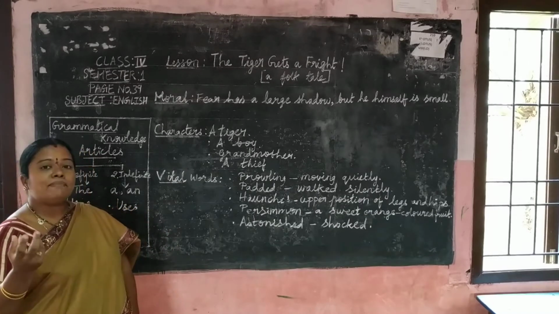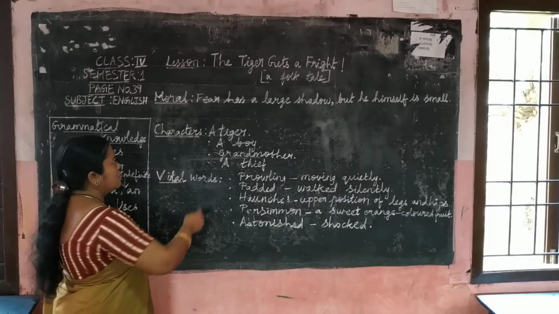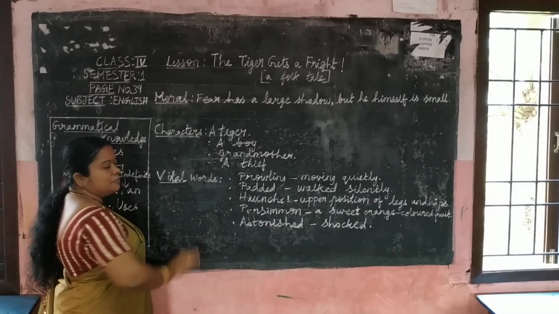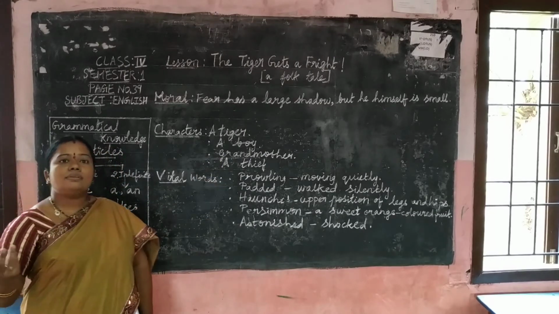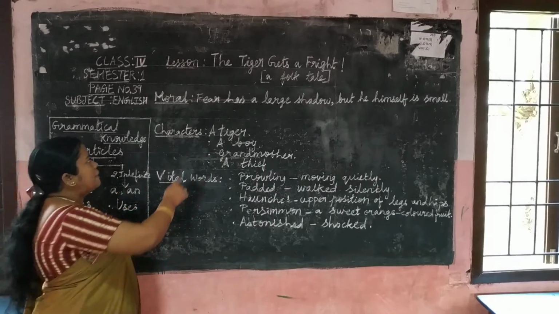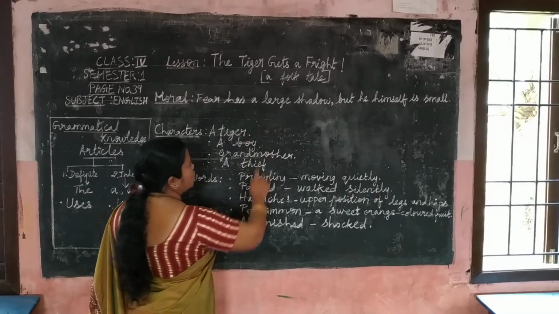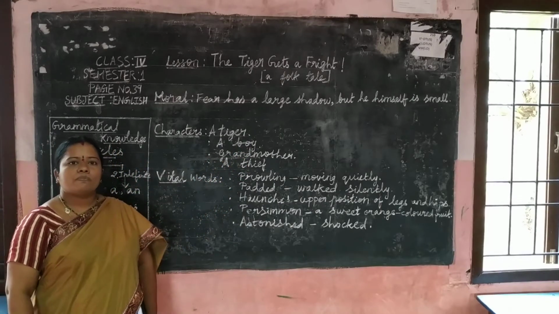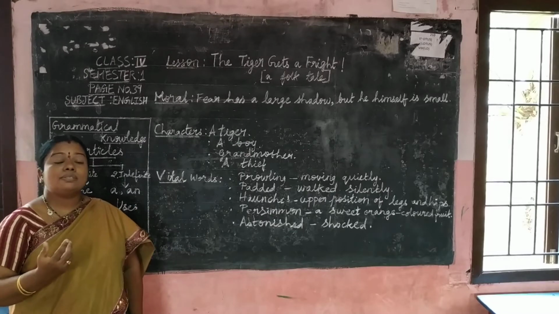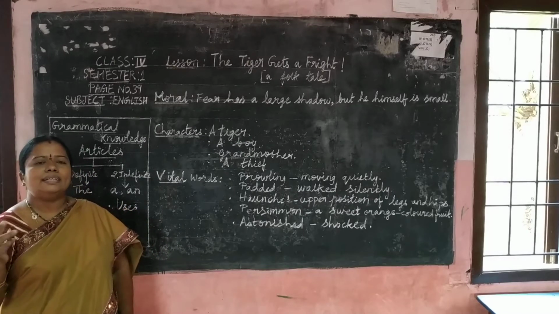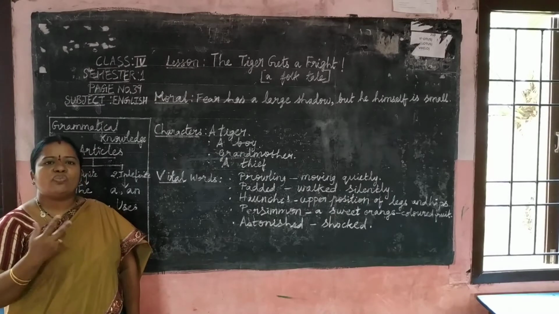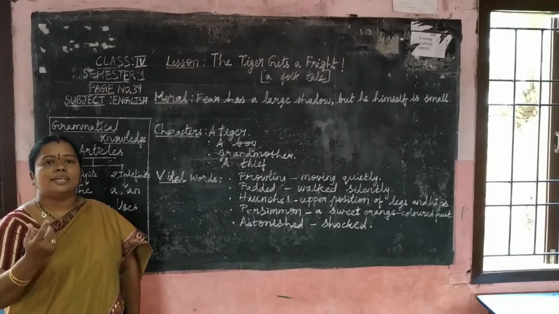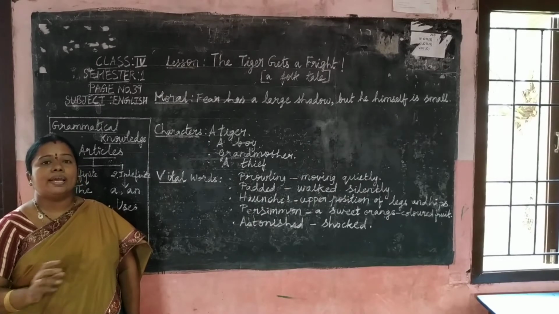And who are the main characters in the story? A tiger, a boy, grandmother, and a thief. And what is the moral of the story? Fear has a large shadow, but he himself is small. Yes, children? We must never fear looking at anything, children. We must face our problems or any dangerous thing with courage. We should never fear.